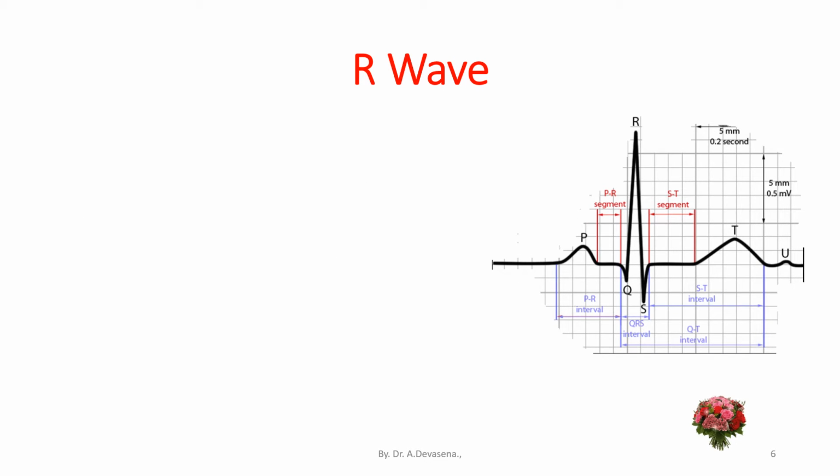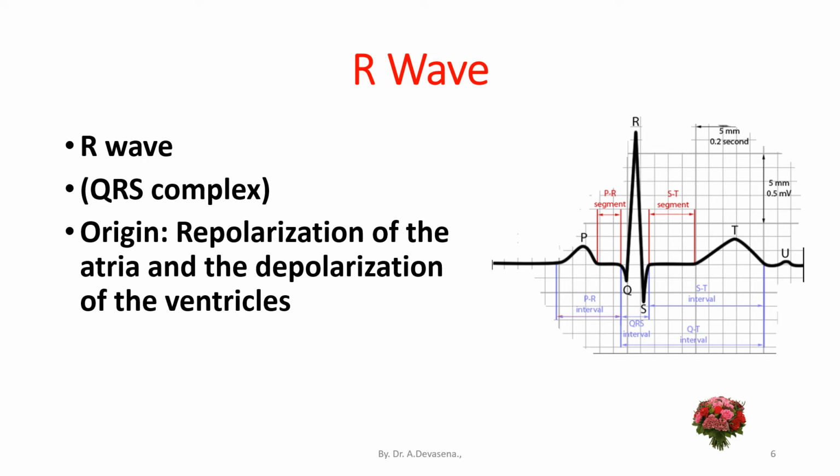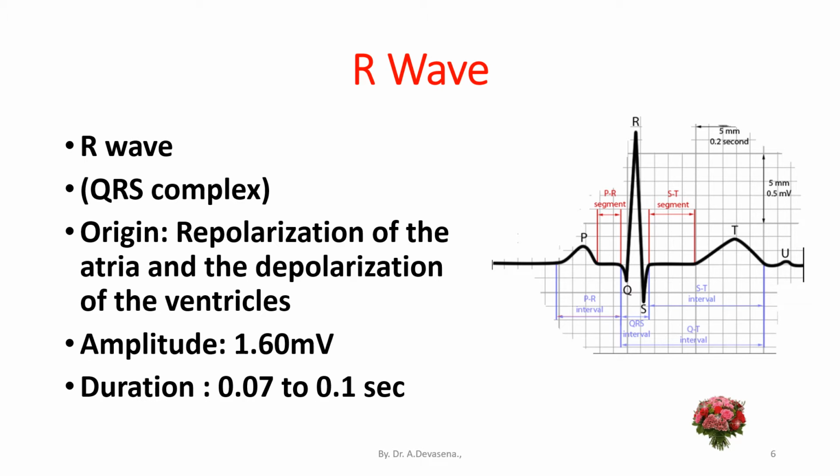R wave, that is the QRS complex. The origin of the R wave is repolarization of the atria and the depolarization of the ventricles. The amplitude of the R wave is 1.60 millivolts. The duration of the R wave is 0.07 to 0.1 second. The R wave is indicated here.